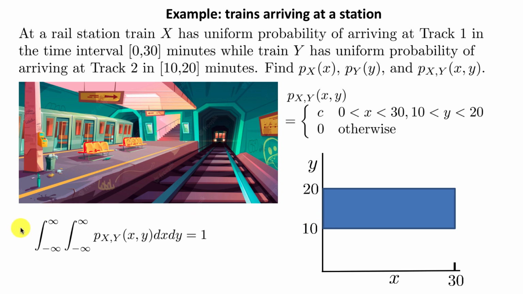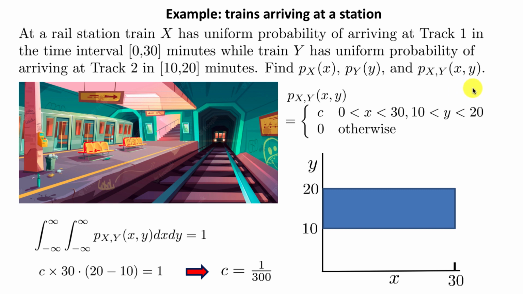That we will find from this normalization condition, that p of xy integrated over xy is equal to 1. And now that's straightforward because this over here is a constant c, and dx dy integrated over this rectangular strip, well, that's just the area of this strip. The area of the strip is the width times the height. The width is 30. The height is 20 minus 10, which is 10. And so c is 1 over 300. Put this 1 over 300 here, and we found the joint probability distribution function as required.